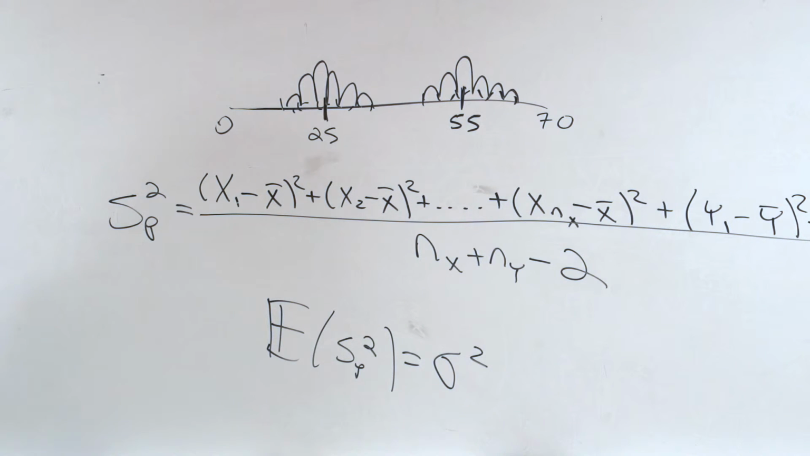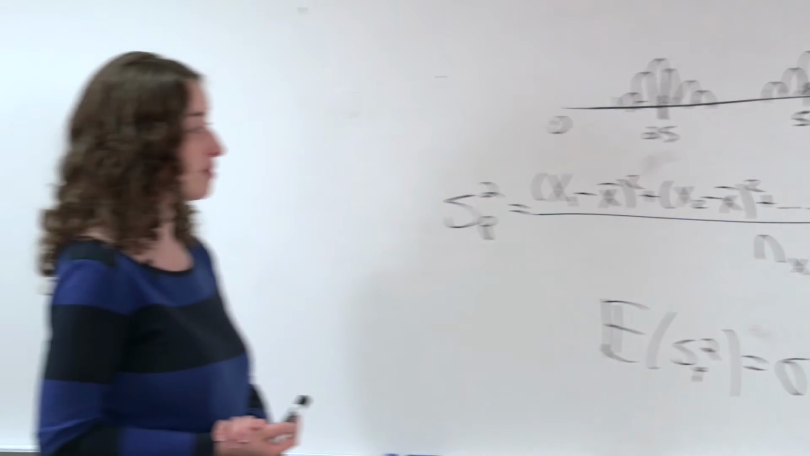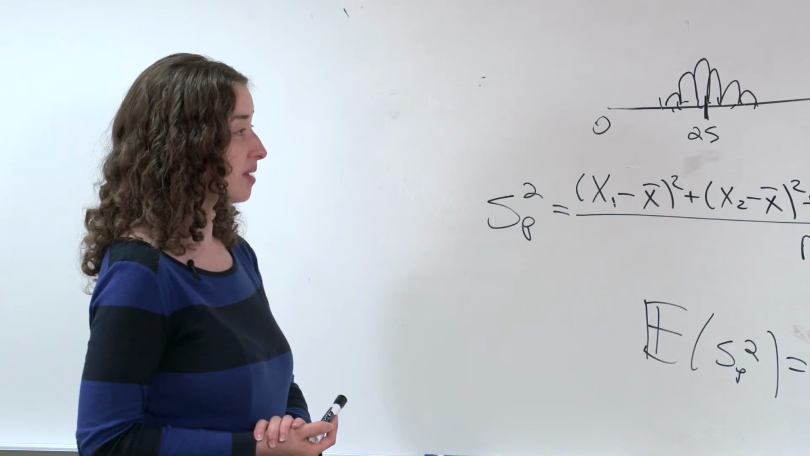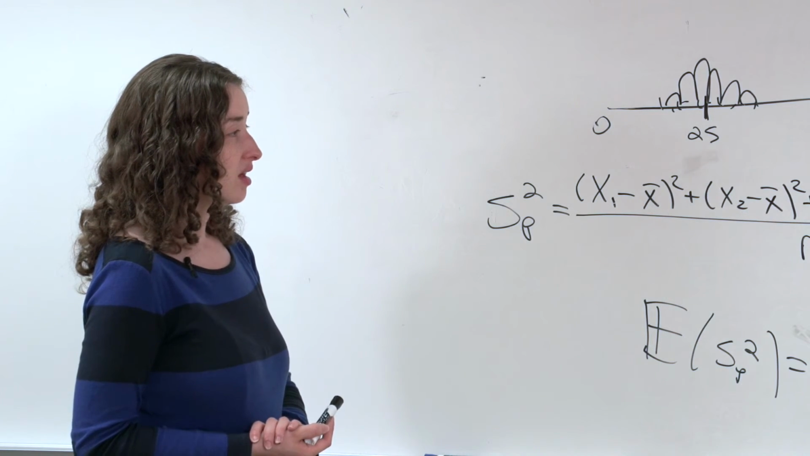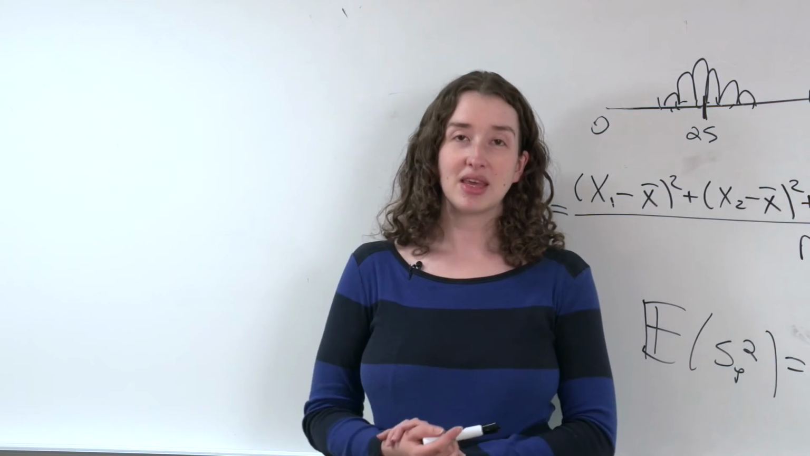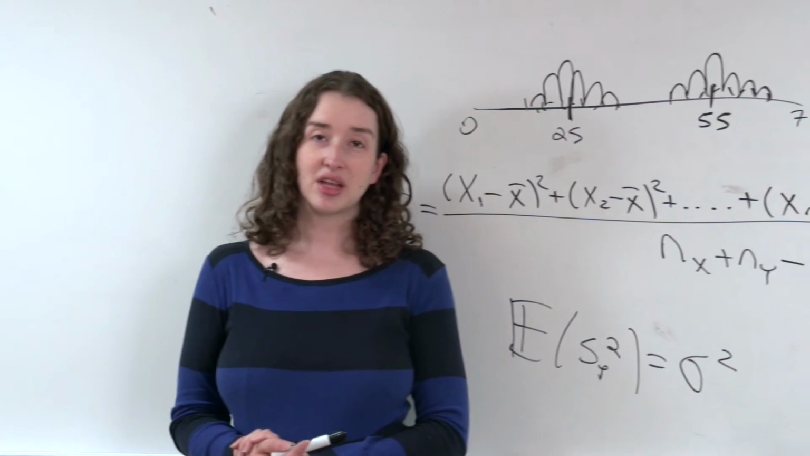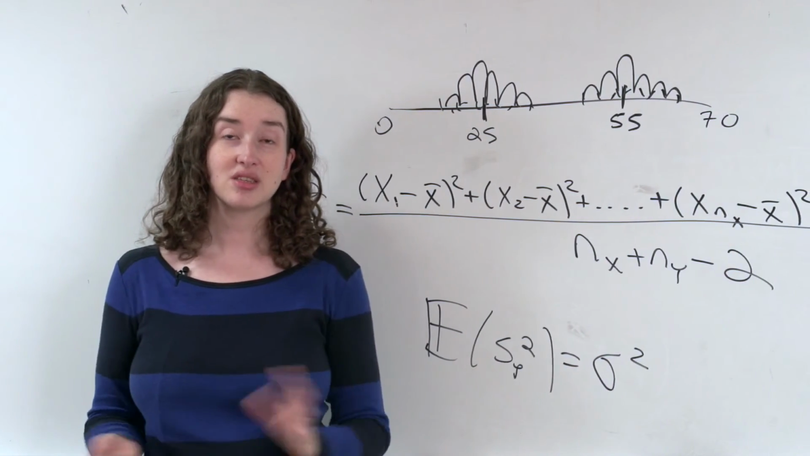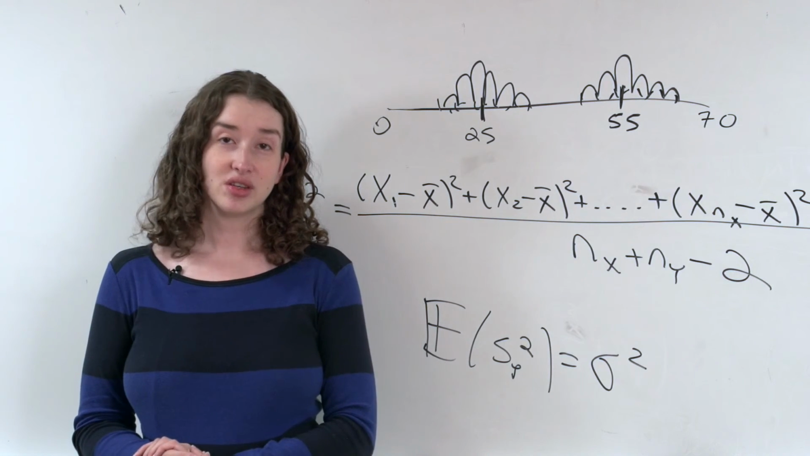This quantity here is called the pooled sample variance, and we use it for the pooled t-test. It's appropriate when we think that it's fair to assume the variances are the same in each of the two populations. In the case of a t-test, we usually don't have to make that assumption. It's usually fine to go ahead and do the unpooled test or the Welch test. There's no reason not to, usually.